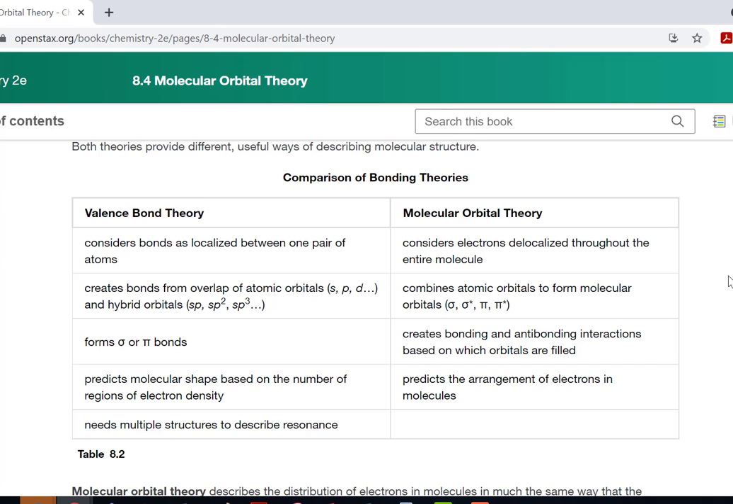Now, answering that question is well beyond the scope of this course. That's something you would see in an organic chemistry course. But just understand that that is another reason why molecular orbital theory is often better for some things than some of these other ones we've talked about.